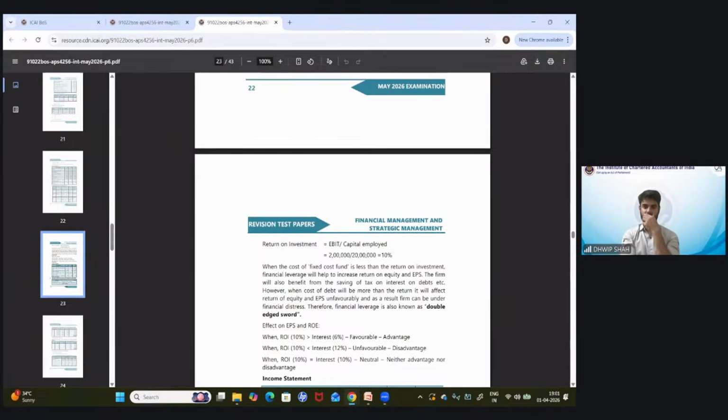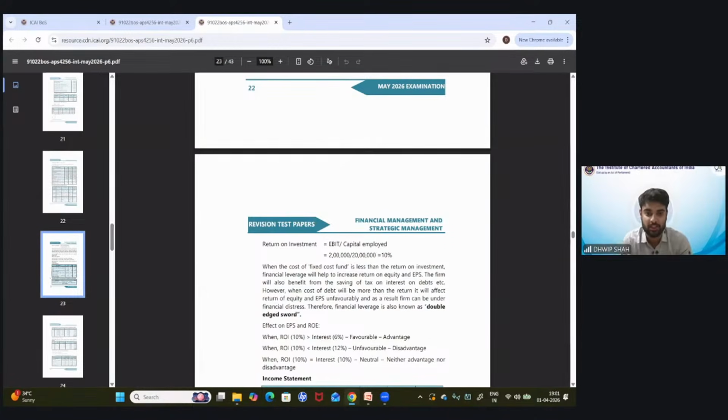So, when the cost of fixed cost fund, means debt, means when the cost of debt is less than ROI, financial leverage will help to increase EPS and in turn return on equity. Okay? But when cost of debt is more than the return, it will affect EPS and it will affect return on equity. And as a result, क्या होगा?